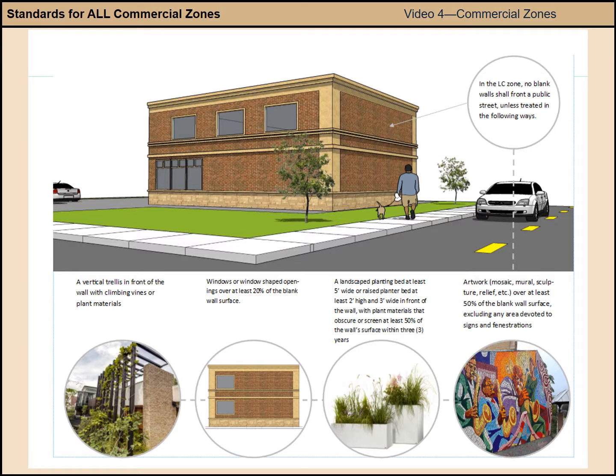The next standard that will apply to all commercial zones has to do with how buildings interact with the street. In the proposed code, buildings cannot have any blank walls facing a public street. Walls facing a street must be treated with one of the 4 options shown on the bottom of the graphic. There can be a vertical trellis in front of the wall with some type of plant material, windows covering at least 20% of the wall, a landscaped planting bed, or artwork that covers at least 50% of the wall. Of course, that wall can also be used as an entrance to the building. The idea here is to prevent buildings from turning their back on the street, but rather keep streetscapes inviting and open to the public.